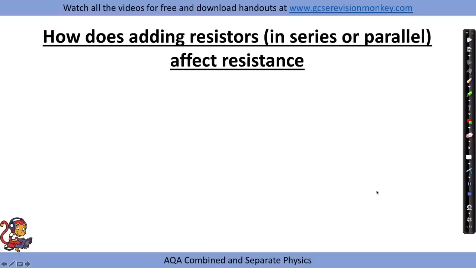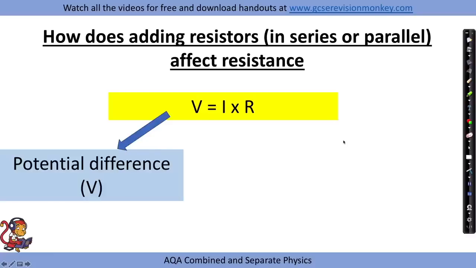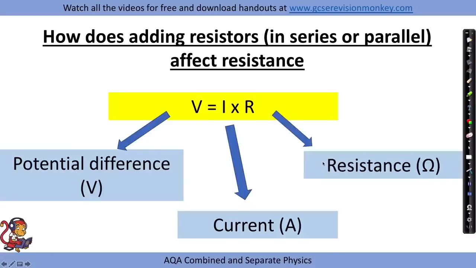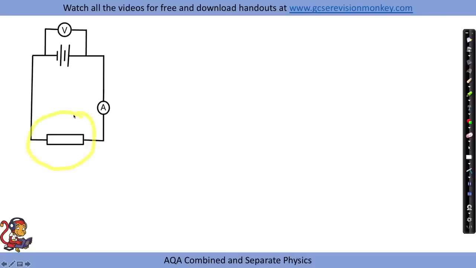Resistors in series and parallel, required practical. In this required practical, you were asked to investigate how adding resistors in series circuits or parallel circuits affects the total resistance. For this practical, you also need to recall the equation V equals IR, whereby V stands for potential difference, I for current, and R for resistance. This here is the resistor.